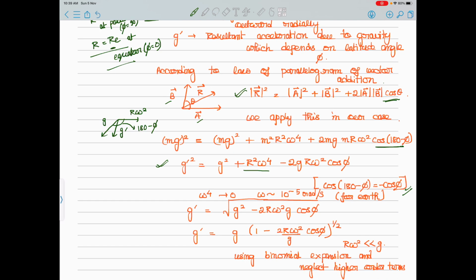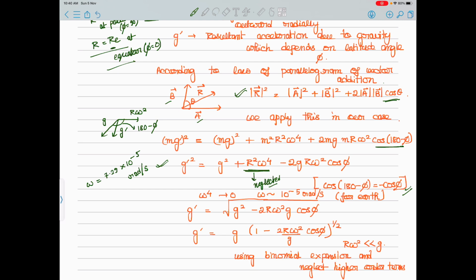Now this term, if you look, r square omega to the power 4. The angular velocity of Earth is about 7.29 into 10 to the power minus 5 radians per second. Now if it is made omega to the power 4, that should tend to 0. It's very small, 10 to the power minus 20 of the order. So it is very, very small. So this we can neglect.